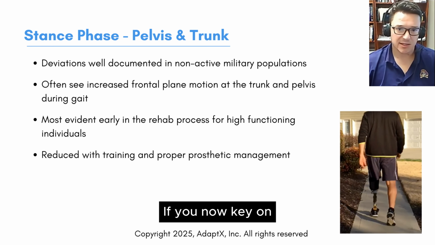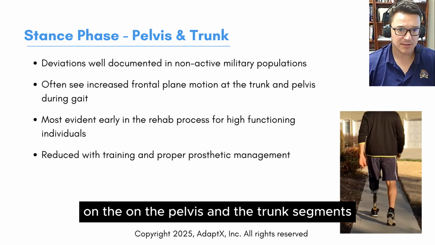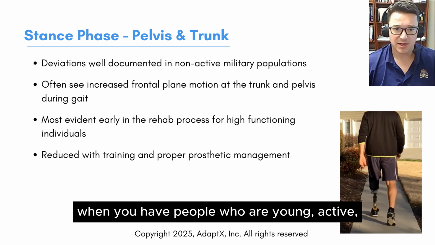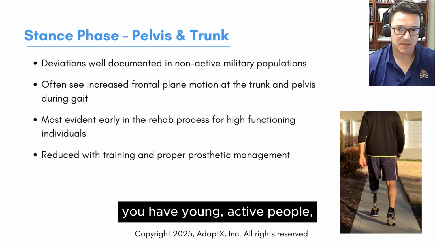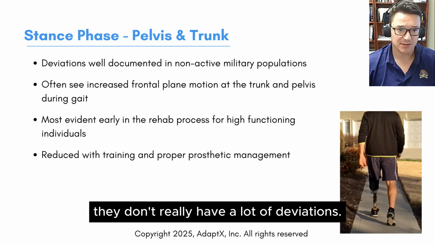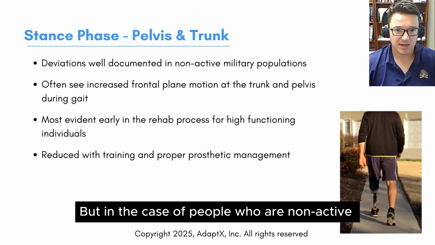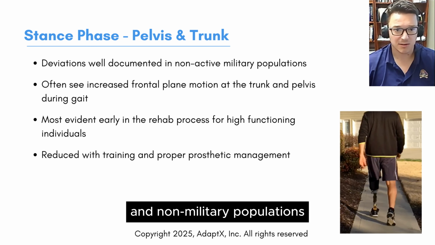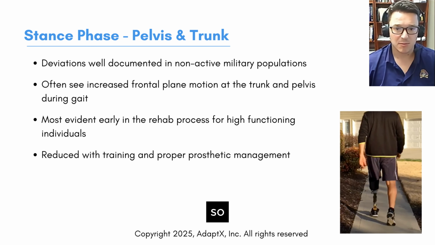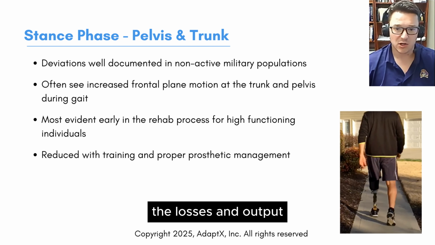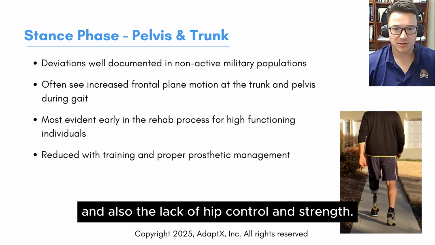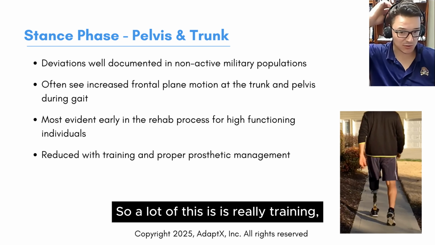If you now key on the pelvis and the trunk segments, when you have young, active people, like non-active military, they don't really have a lot of deviations. But in the case of non-active and non-military populations, you see a lot of deviations, a lot of trunk side to side. So people actually sway their trunk a lot to make up for the losses in output and also the lack of hip control and strength. So a lot of this is really training.